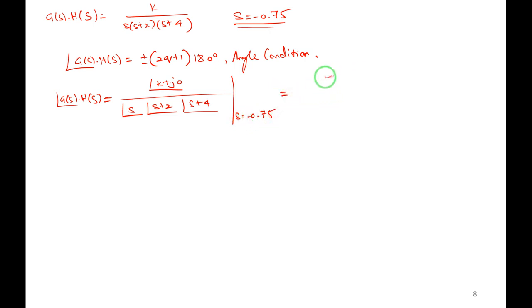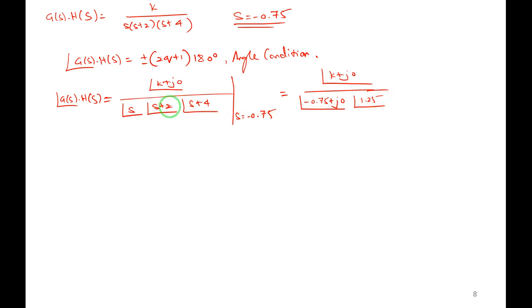Okay, fine. Angle of K, let me write the angle later. Angle of K plus j0, fine. Then angle of S, what is S? S is minus 0.75, so minus 0.75 plus j0, I will write. Then what is the value of S? I will substitute minus 0.75. 2 minus 0.75, how much? 2 minus 0.75 means 1.25. So angle of 1.25.